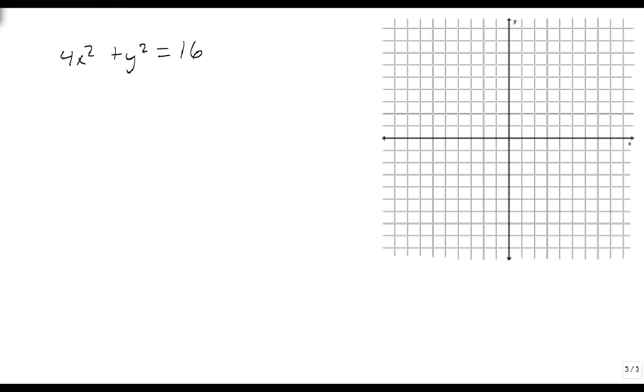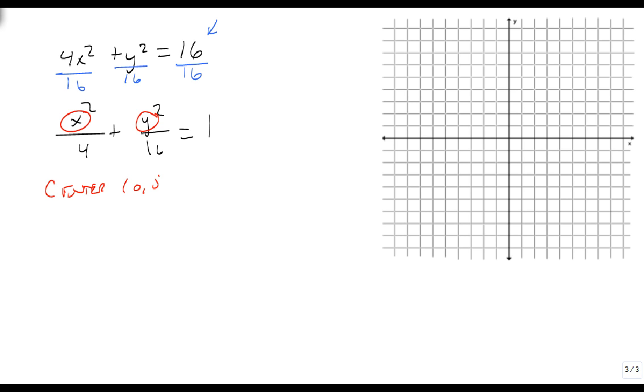So let's look at a particular example. And the first thing is, notice this isn't in standard form because that's not a 1. So the first thing we have to do is divide everything by 16. Well, 4 divided by 16 divided by 4 is 4, so it goes on the bottom. Then I get a y squared over 16 equals a 1. Now we're ready to go. Our center, since there's nothing inside parentheses here, our center is at 0, 0.